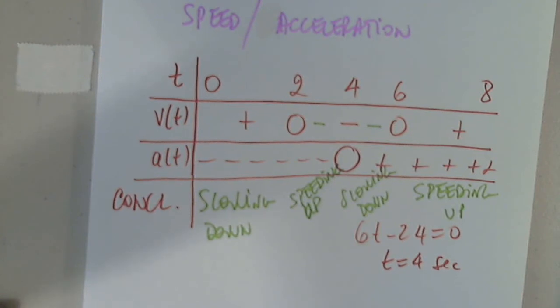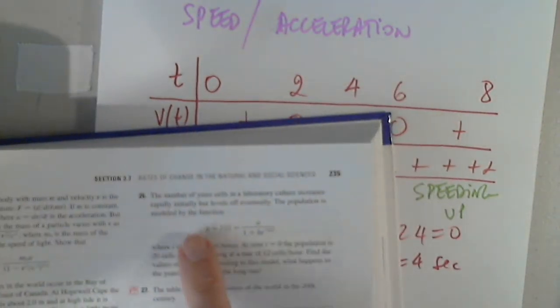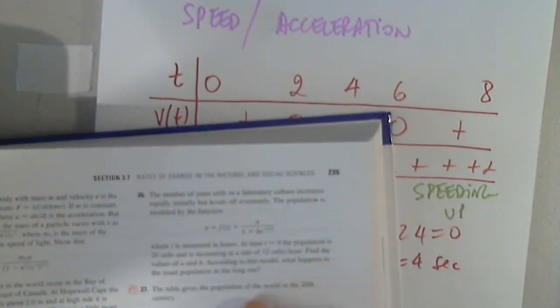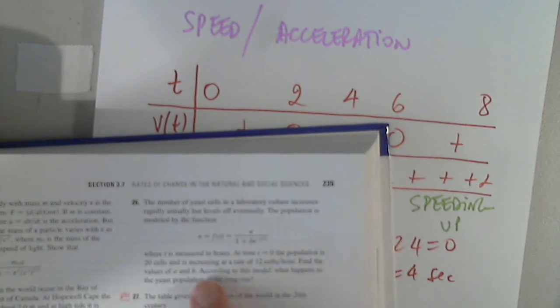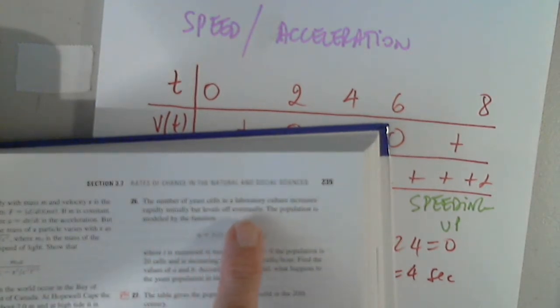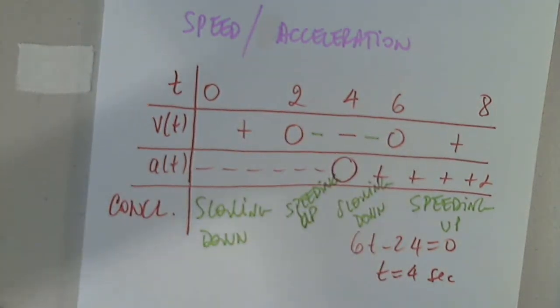Looking at a different problem now. This caught my eye, problem 26 here. So let's see what it's asking us to do. The number of yeast cells in a lab culture increases rapidly initially, but levels off eventually. The population is modeled by the function. So let's copy the function first.